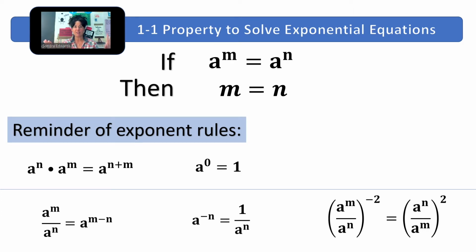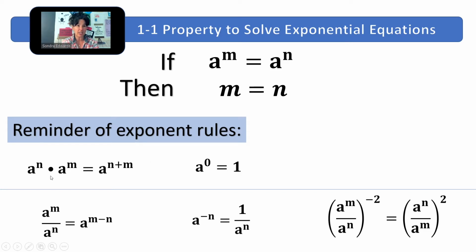So I want to just preface this with, in general, when you see a variable exponent, the first thing that should come to mind is logarithms. Okay, but in this case, we are going to essentially force the base numbers to be equal. And once the base numbers are equal, then we can just set the exponents equal to one another. So that one-to-one property here is if a to the m equals a to the n. Notice the bases are both a, then the exponents are equal to one another.